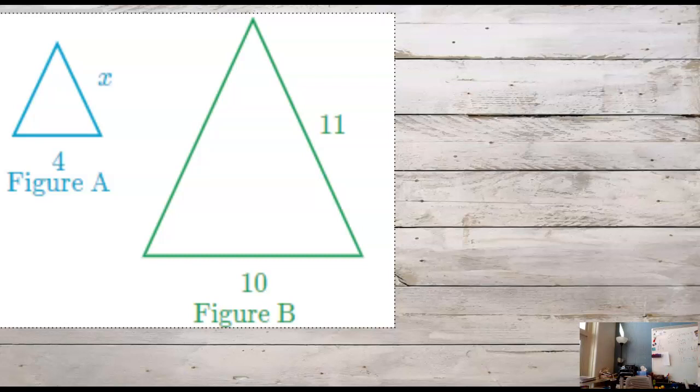What division or fraction or whatever you want to call it would I set up for my scale factor? Yeah, 10 over 4, because we see that these sides on the bottom correspond to each other. And if 10 is our new, so when we go from A to get to B, we multiply by 10 over 4, which is actually 2.5. If you simplify it out, it's actually 2.5.